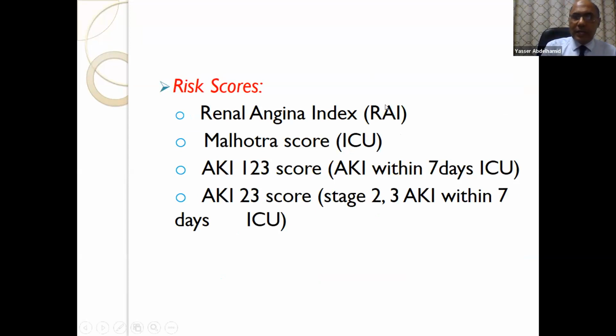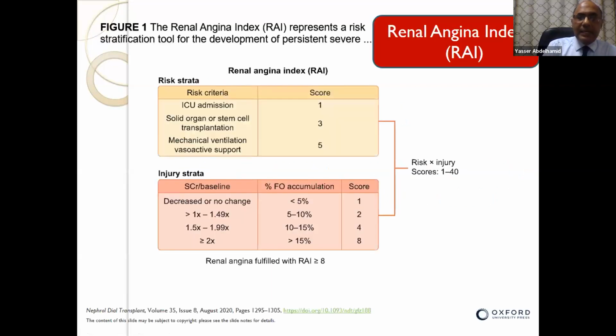One of them is the renal angina index. One of them is the Malhotra score, which is used especially in ICU, for AKI stages 1, 2, 3, or only stages 2 and 3, within 7 days of admission to ICU. This is the renal angina index.